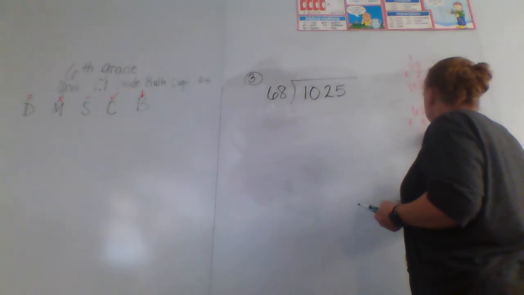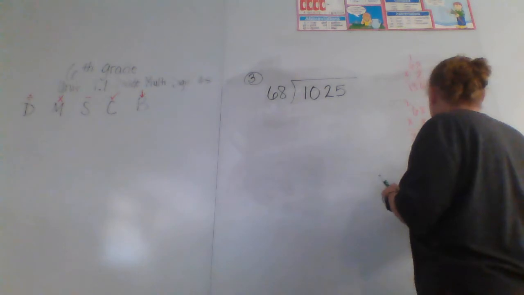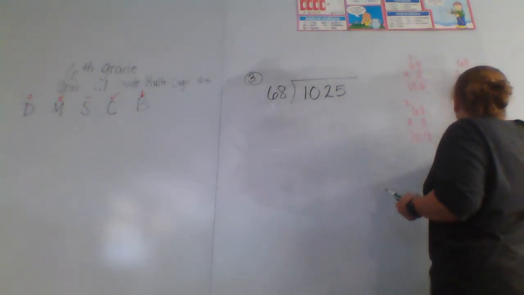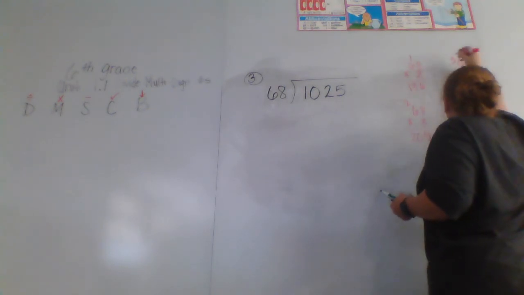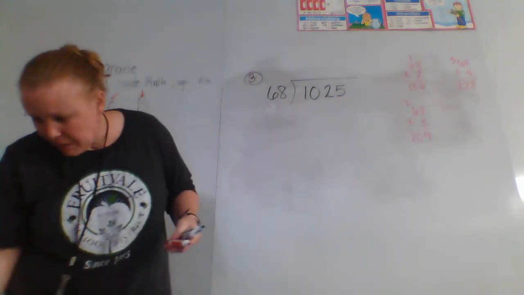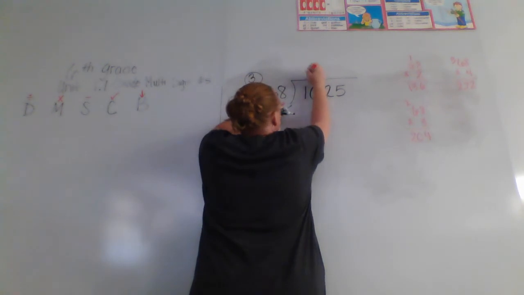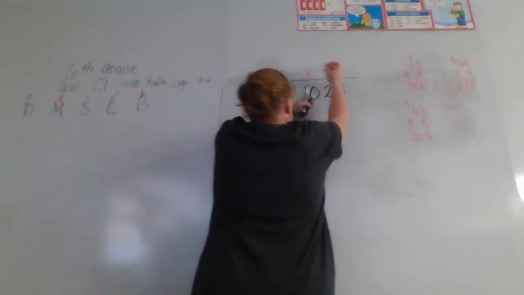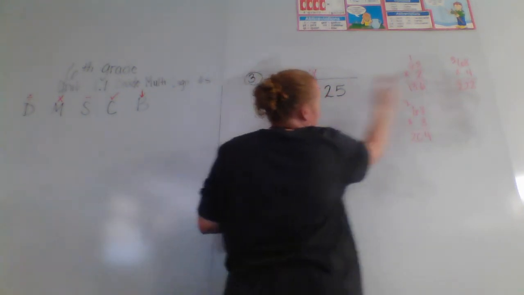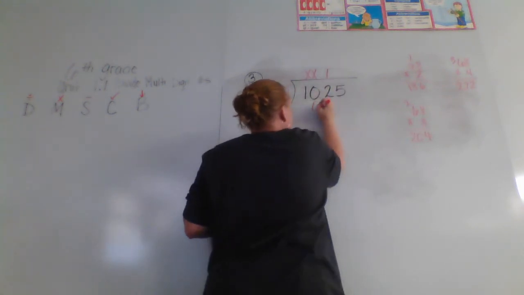It'll take me just a minute. Okay, 68 times 4, just in case I need it. Okay, so I'm going to start and do 68 cannot go into 1. I'm going to put a placeholder. 68 into 10, still can't do it. 68 into 102, so times 2 is 136, that's too big, so it's going to be just the 1 time.